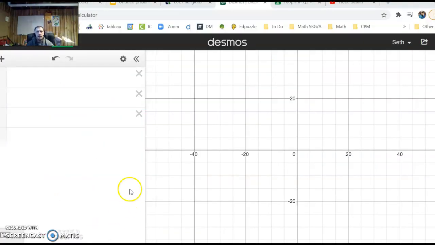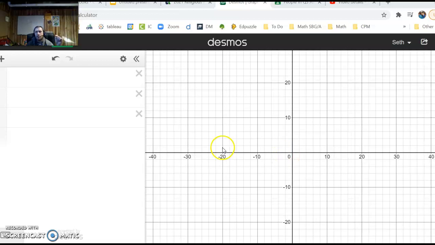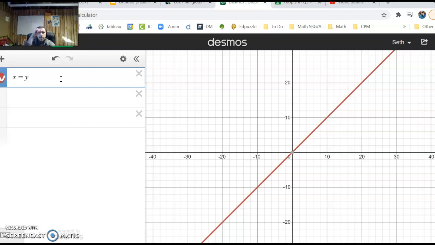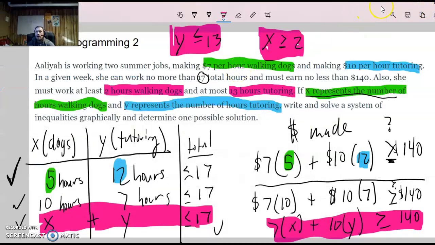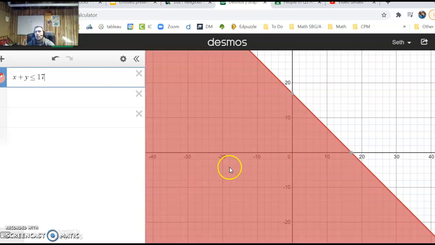All right, so I'm going to head to the Desmos calculator. You're probably zoomed in really super close. Remember, use that scroll bar or zoom in or out. Let's type in our first equation that we came up with, saying X plus Y, the number of what? Now I forgot our problem altogether. The number of hours walking the dog, X, and the number of hours tutoring, Y. Those have to be no more than, so less than or equal to 17 hours.